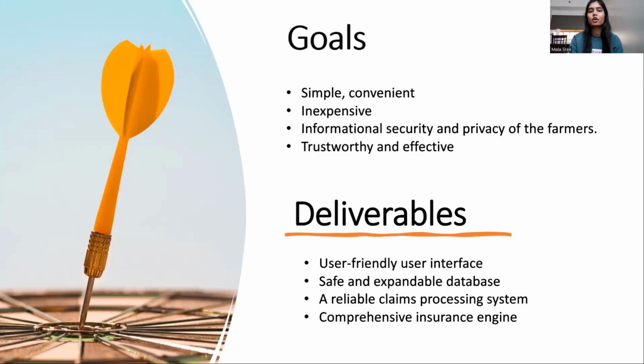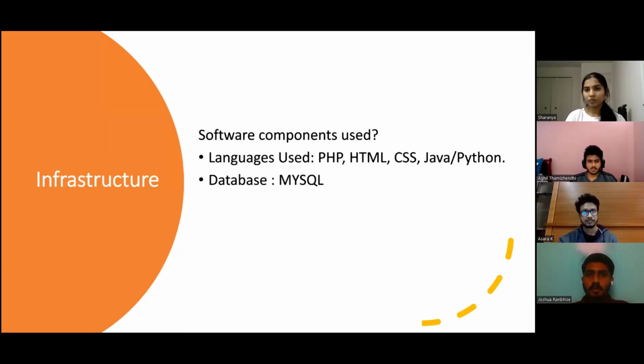Next, Joshua will talk about the components. Thank you. So we have the components which we'll be using in this project. Of course, for the backend development, we have PHP, and we have HTML and CSS for the front-end development. Java and Python will be used for our deployment on AWS, and we'll use MySQL query language for the database.